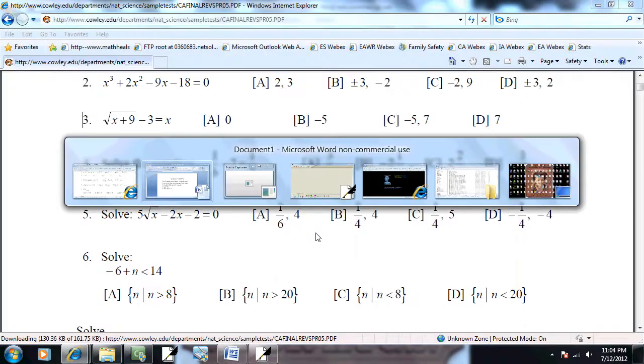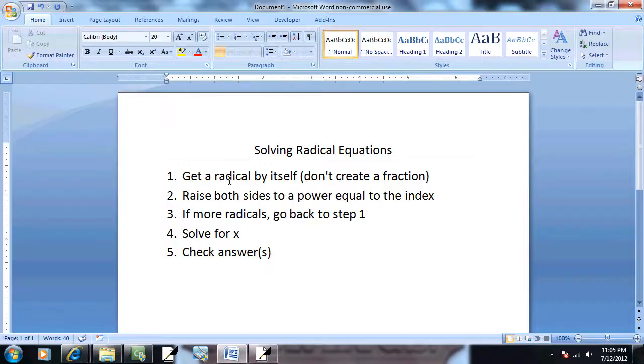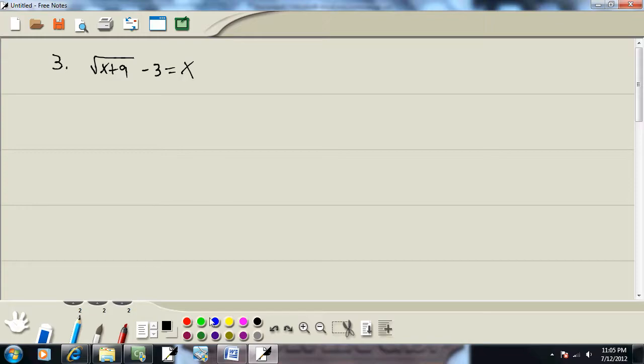So let's take a look at this problem. We get the square root of x plus 9 minus 3 equals x. First step, get a radical by itself. Well, the radical is not quite by itself. It's got a negative 3 over there. So I'm going to take the negative 3 and move it to the right side. Anytime you move anything across the equals, the sign changes. So the negative 3 becomes a positive 3.